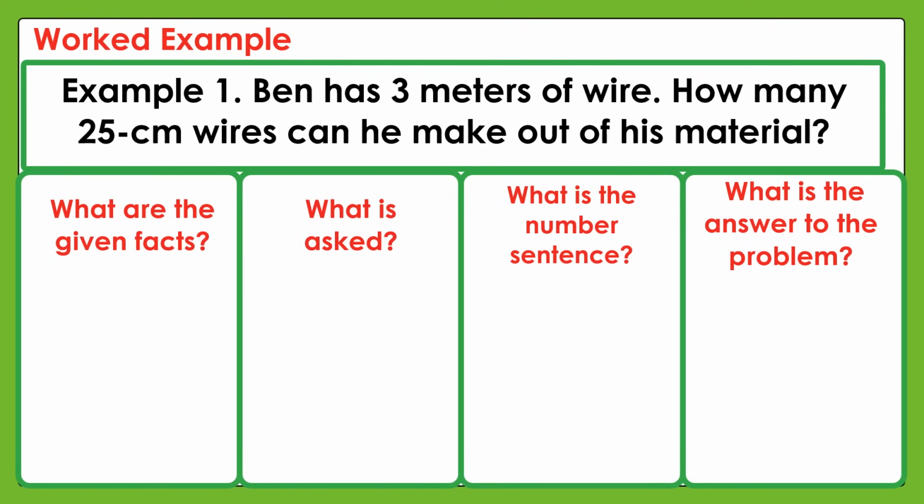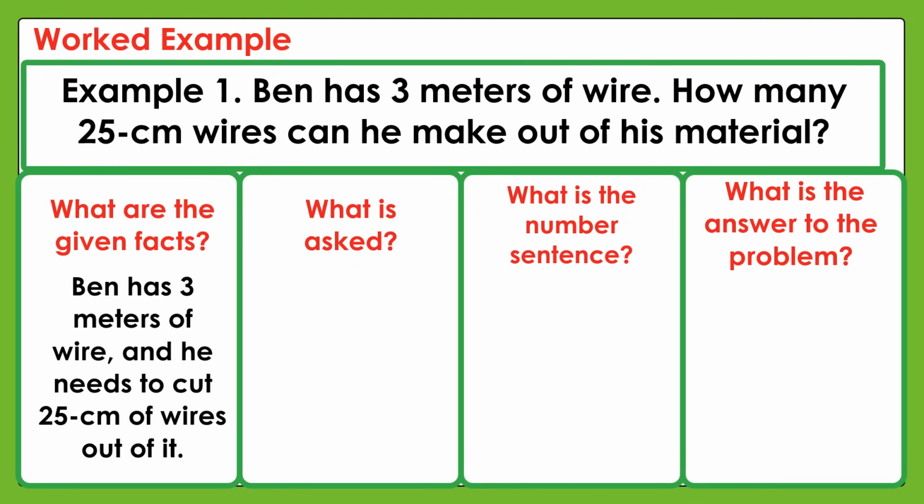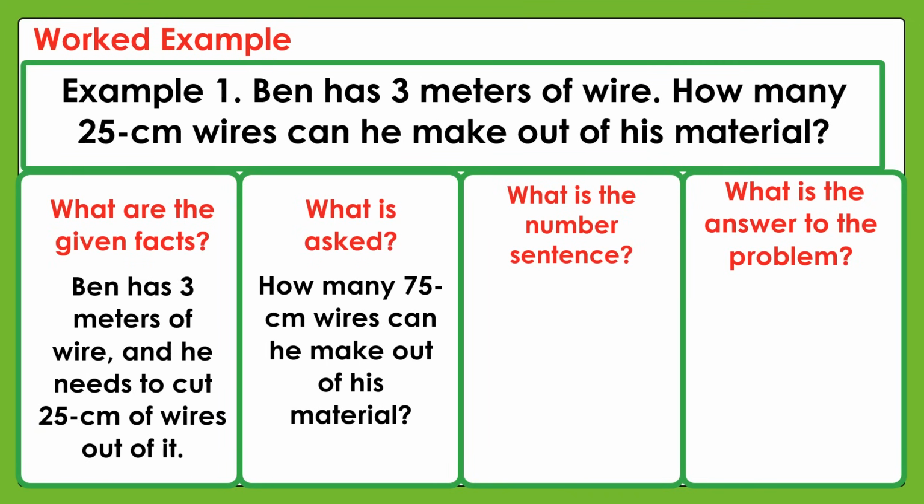Worked example. Example number 1. Ben has 3 meters of wire. How many 25 centimeter wires can he make out of his material? First, what are the given facts? Ben has 3 meters of wire and he needs to cut 25 centimeters of wires out of it. Second, what is asked? How many 25 centimeter wires can he make out of his material?